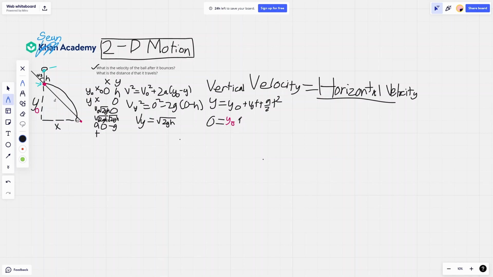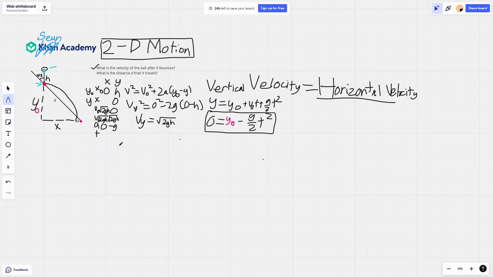Okay. V naught is still 0. That remains unchanged. We have, oh, sorry, this one, the addition. We have a negative gravity, so we'd have negative g over 2 times t squared. There you go. That's our first position equation. Just box that real quick.